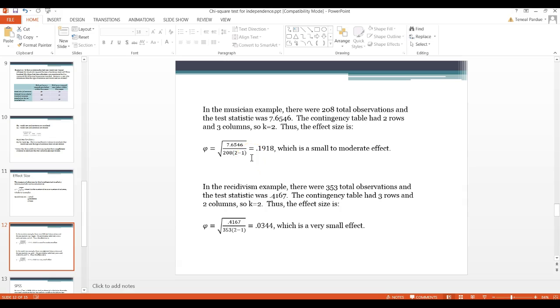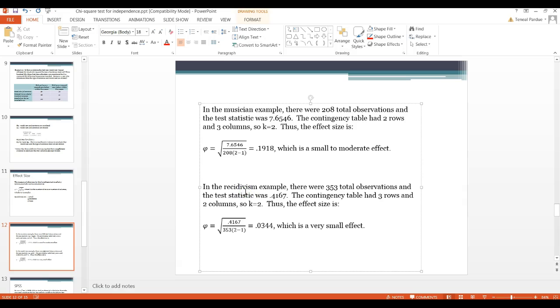The table had 2 rows and 3 columns. So we picked the smaller one of those 2. So 2 minus 1 down here is just 1. So we do 7.6546 divided by 208. And then take the square root. When you do that, you get 0.1918, which is right between 0.1 and 0.3, the guidelines for small and moderate. So we'll call that small to moderate.